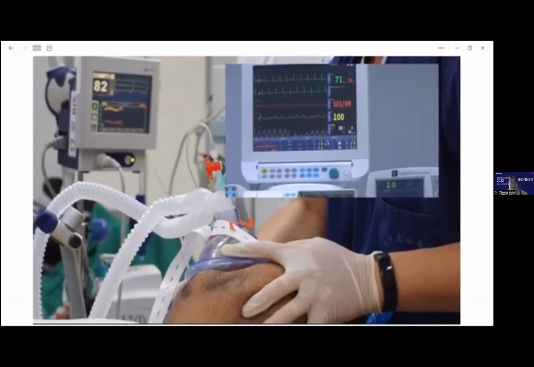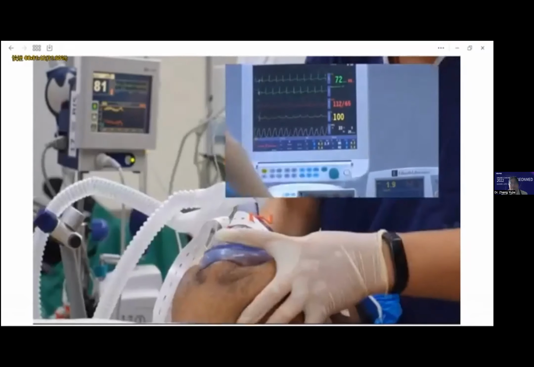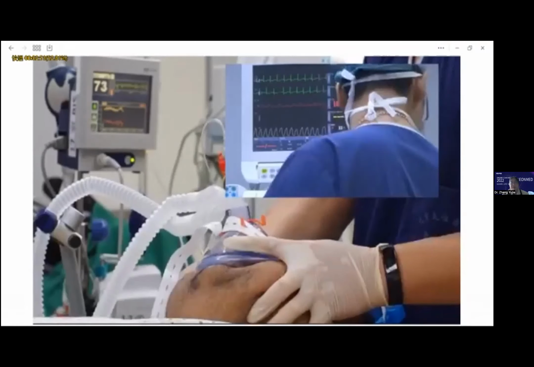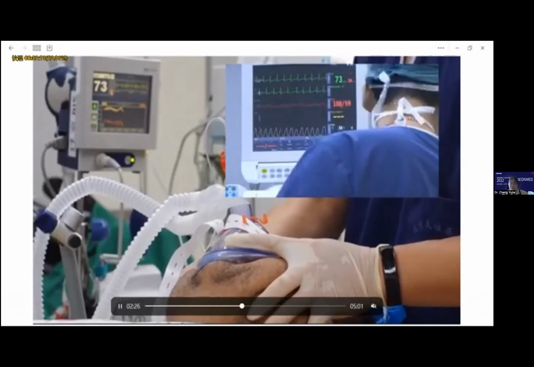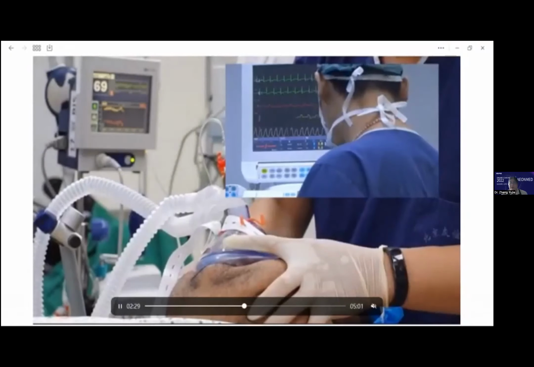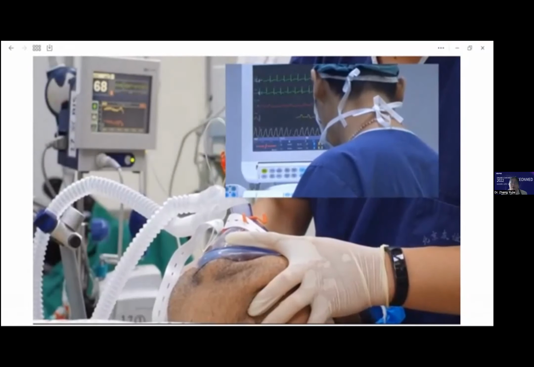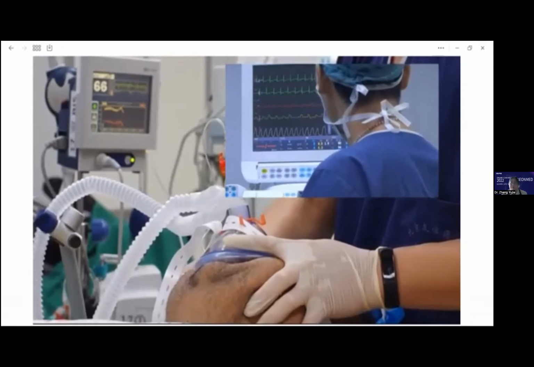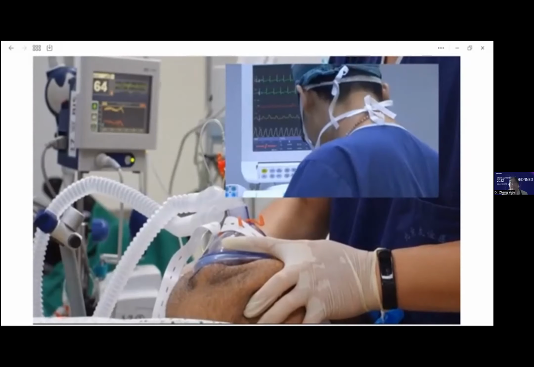So we can go faster here. I think it's very difficult to tilt the chin all the way along, so we use an oropharyngeal airway in the patient before we use the LMA, just like the recommendation said.